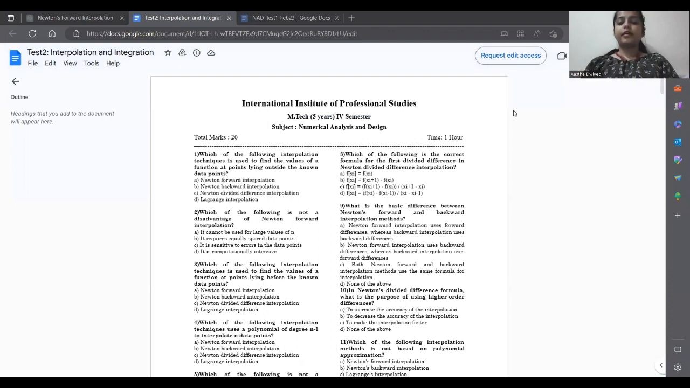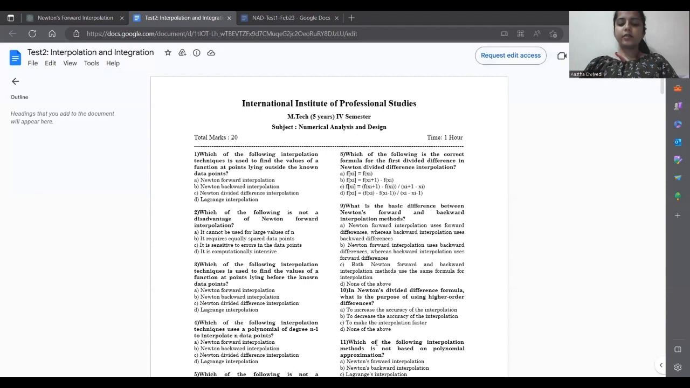We will discuss the test 2 question paper of numerical analysis. First question: which of the following interpolation techniques is used to find the value of the function at a point lying outside the known data points? Newton forward interpolation, Newton backward interpolation, Newton divided difference interpolation, Lagrange interpolation. The correct answer for this question is Newton divided difference interpolation.